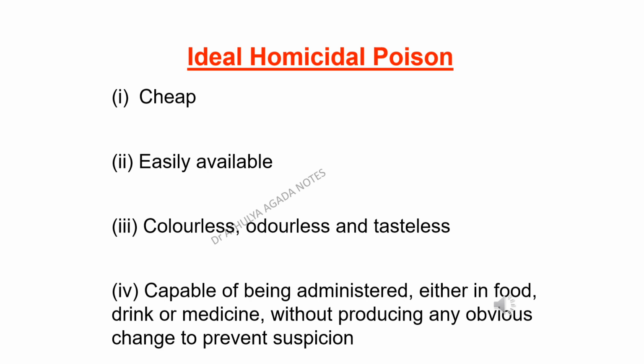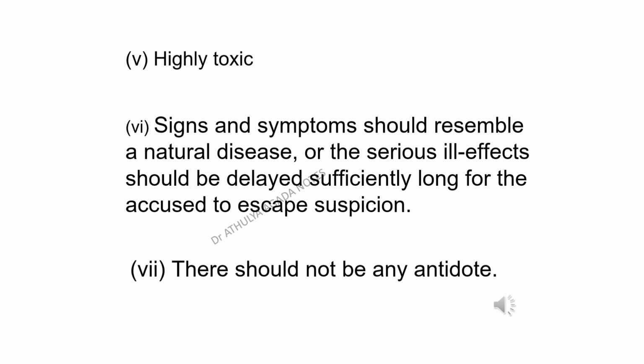The next point, it should be capable of being administered in food, drink or medicine without producing any obvious change, to prevent suspicion. As we told in the above point, it should be easily mixed in the food, drink or medicine, so that there is no suspicion. Next, it should be highly toxic, that is, even a small dose of poison should kill that person easily. Okay, next, there should be signs and symptoms.